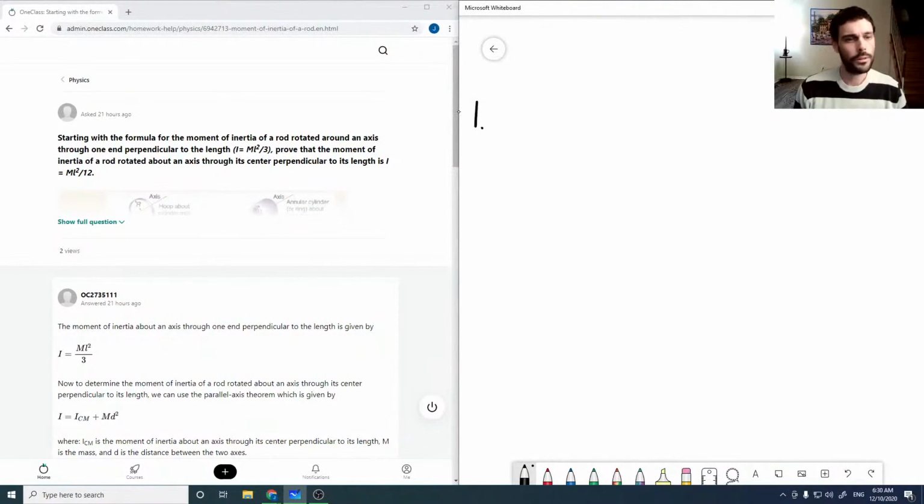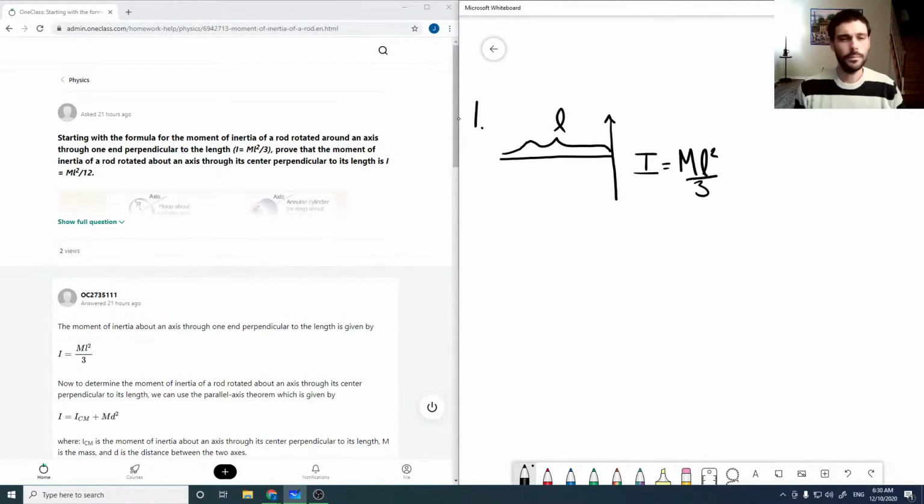Starting with the formula for the moment of inertia of a rod rotated about an axis through one end perpendicular to its length, that would be something like this, where this is the axis and that's the rod of length L. Then the moment of inertia is given as ml squared over 3.